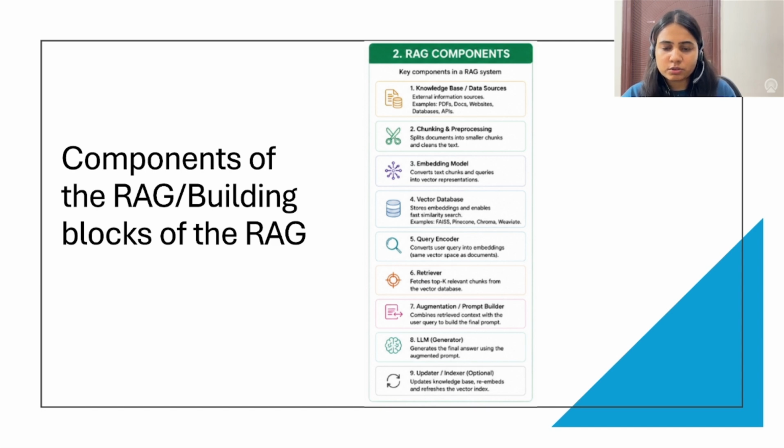So we'll go to the third component, that is embedding models. The source data is already broken into smaller chunks with the help of the chunking and pre-processing component. But that data is still text, and models will not understand that text, as we discussed in the LLM video. So we have to convert that data into vectors.